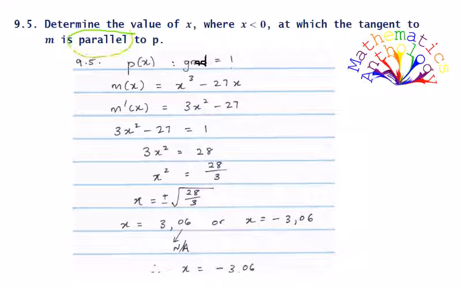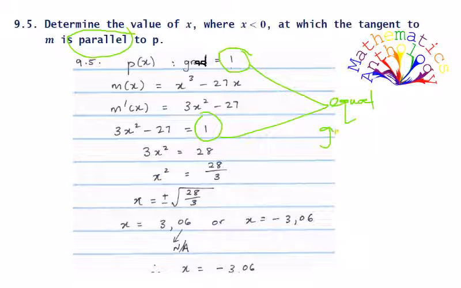9.5. Determine the value of x where x is less than 0, at which the tangent to m is parallel to p. Now, the word parallel there should immediately take your mind to gradient, because parallel lines have equal gradients. A tangent is a straight line graph, y is equal to mx plus c, and parallel means the gradients would be the same. So for p of x, the gradient is 1 from the equation that they gave us for p.